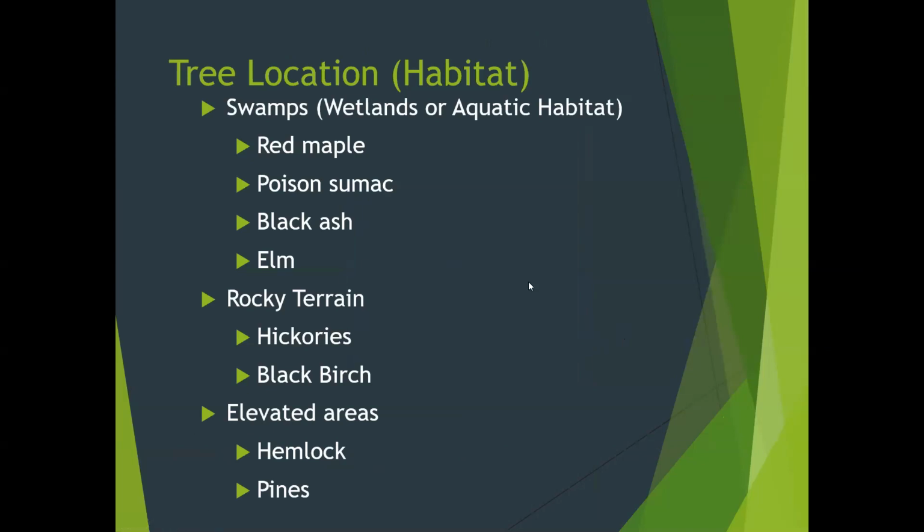Like I was saying, tree location and habitat has a lot to do with not only the tree form, but also identifying the tree. If you're in a swamp, you'd likely see some red maples, some poison sumac, some black ash, or some elm. But if you're trying to find a maple that you weren't sure about if it was a sugar or a red, take a look at where you are. If you're in a swamp, you're likely to see a red maple compared to a sugar maple that might be a little bit more upland. And then in rocky terrains, you might see hickories and black birches compared to other things.